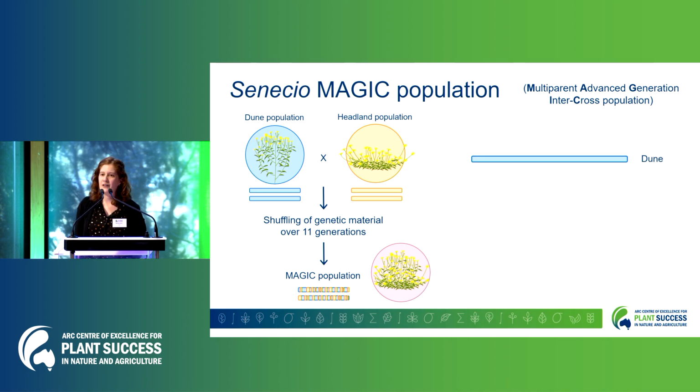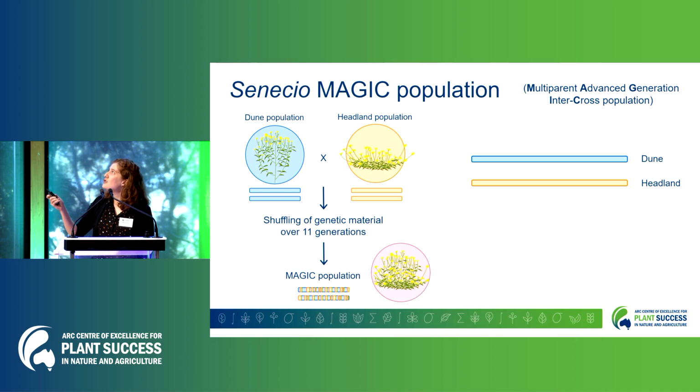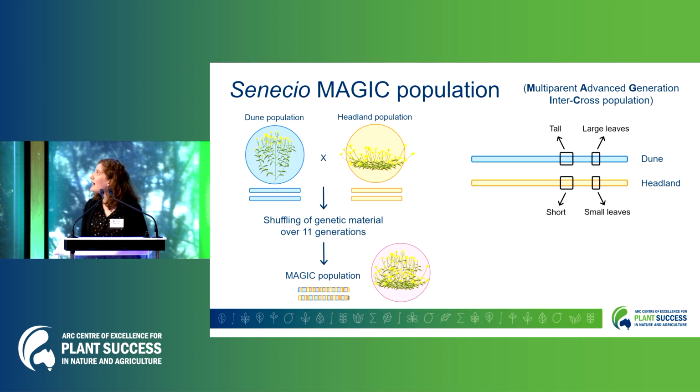So let's say we have a chromosome from the dunes and a chromosome from the headlands. In the dunes, let's say we have a region of the genome associated with being tall and another region with having large leaves. In the headlands, these regions are associated with being short and having small leaves. So tall plants will always have large leaves and short plants will always have small leaves, which makes it really difficult to look at the genetic basis of these traits in isolation because they're correlated.